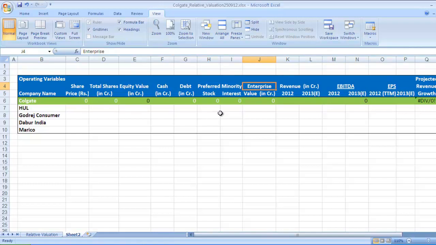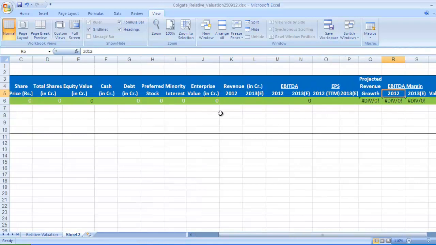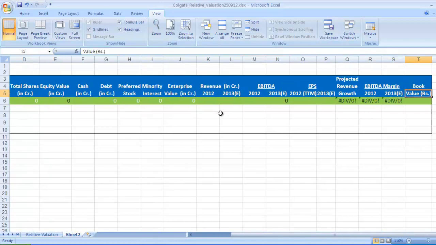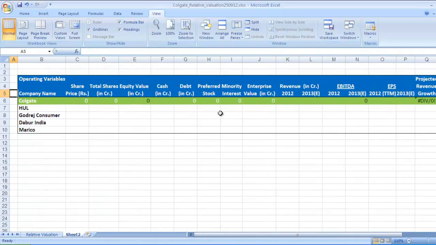And we also need revenue for 2012. We will take estimate consensus for 2013 from certain websites, and the same with EBITDA. Current or last year's EBITDA, and we will take consensus projection or estimates for 2013. Same with EPS. Projected revenue growth will be calculated here based on the formulas which we have put in, and we will check EBITDA margin and book value. So these are certain inputs we need for every company, based on which we can have values for comparison.